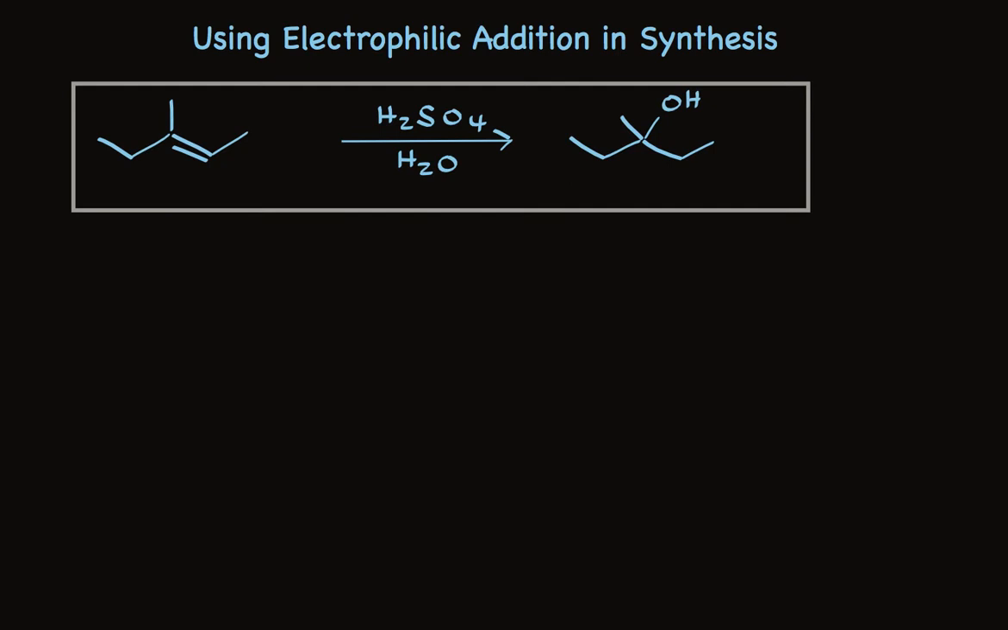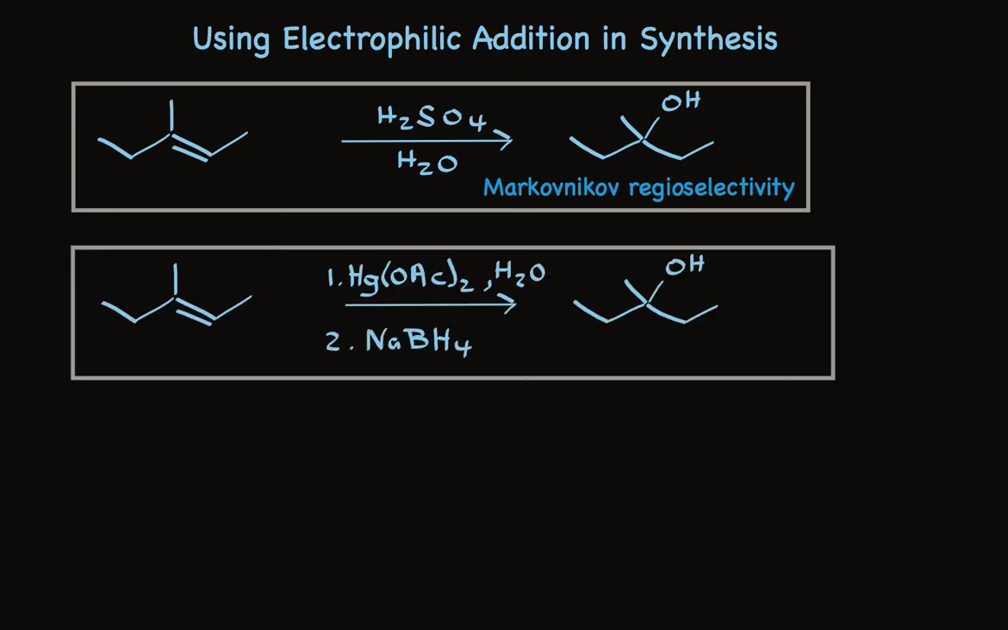Alcohols are made by treating an alkene with water and sulfuric acid. As you see here, the alcohol adds to the more substituted carbon, something we call Markovnikov regioselectivity. There's a second way to accomplish this same reaction, using mercuric acetate, and in the second step, reducing with sodium borohydride. Again, we observe Markovnikov regioselectivity. This reaction does not involve a carbocation intermediate, and so this is special. It lets you avoid carbocation rearrangements as you add water to an alkene.